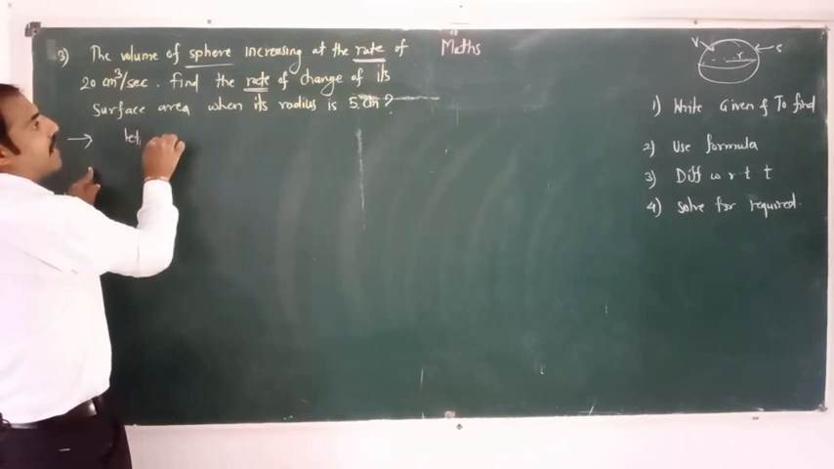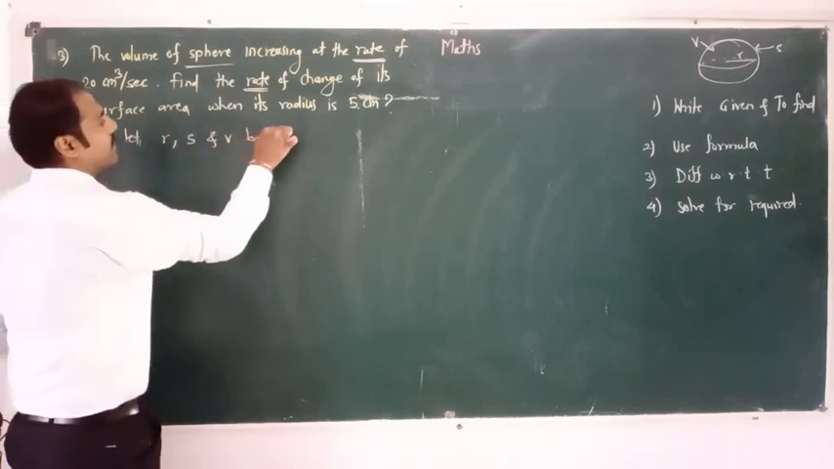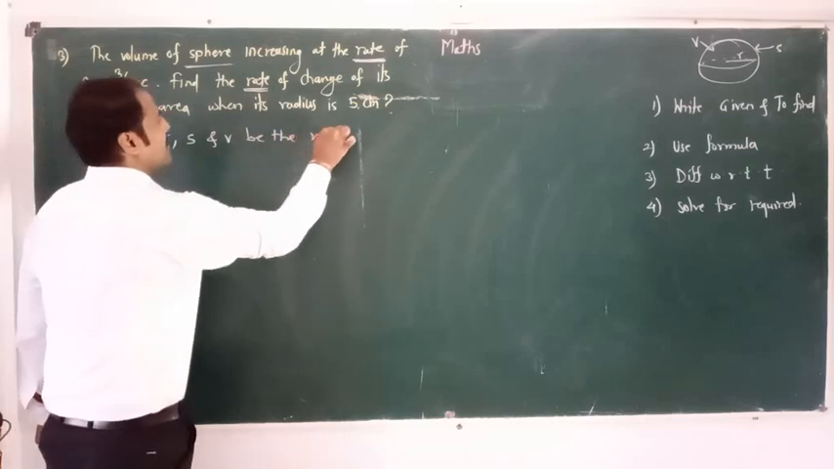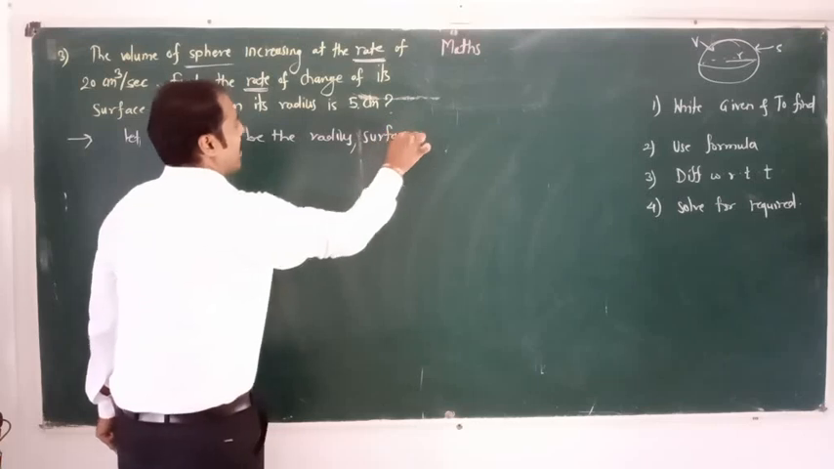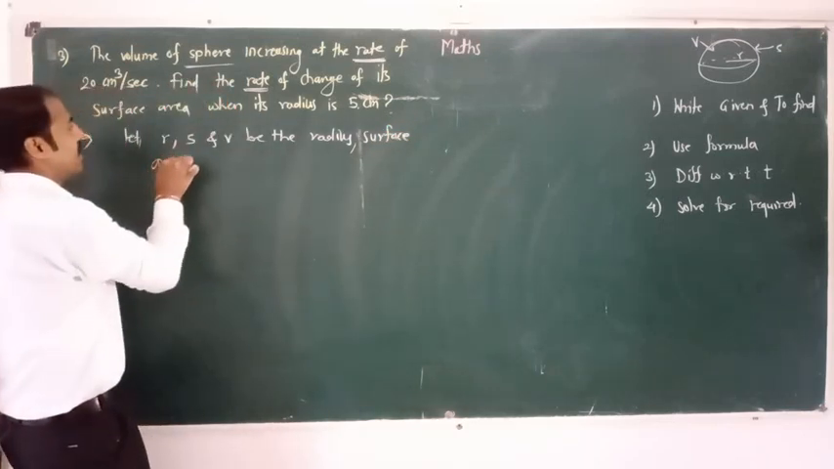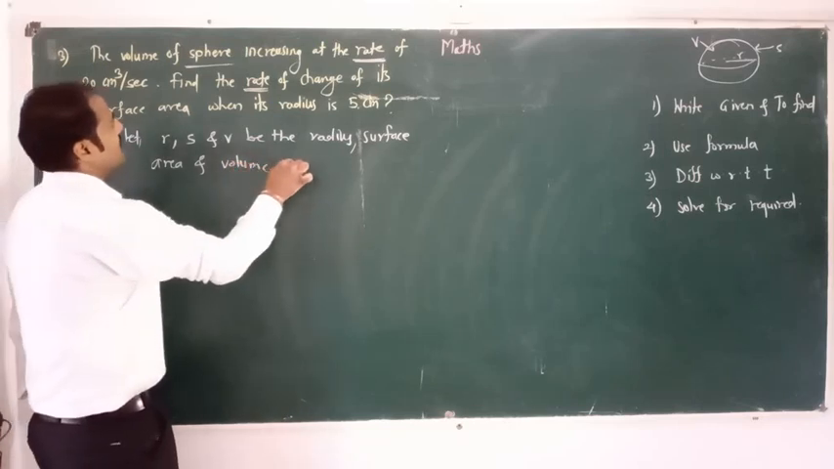Let r, S and V be the radius, surface area and volume of the sphere.